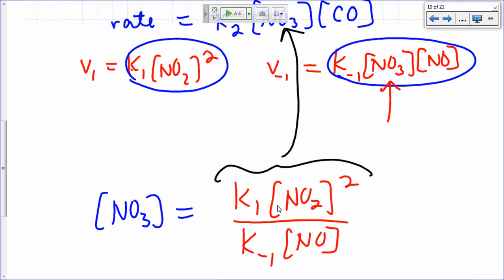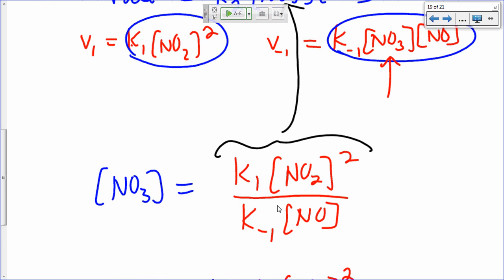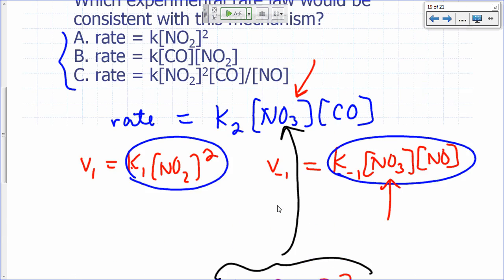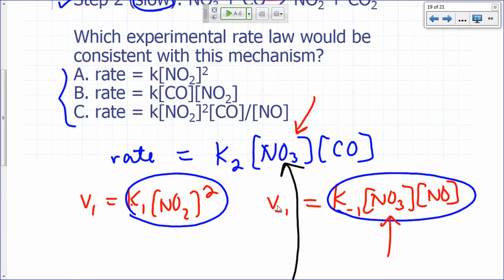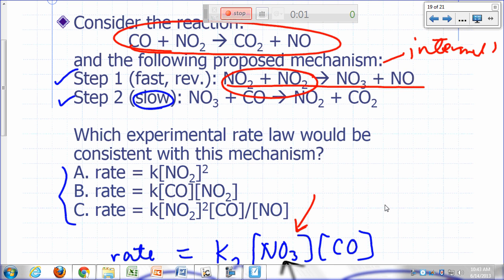Is that correct? NO2 squared over NO, right? Times CO. So, is it A, B, or C? Go ahead and simplify it and tell me what the mechanism is going to be, and what the rate law is going to be based on this mechanism. Is it A, B, or C?